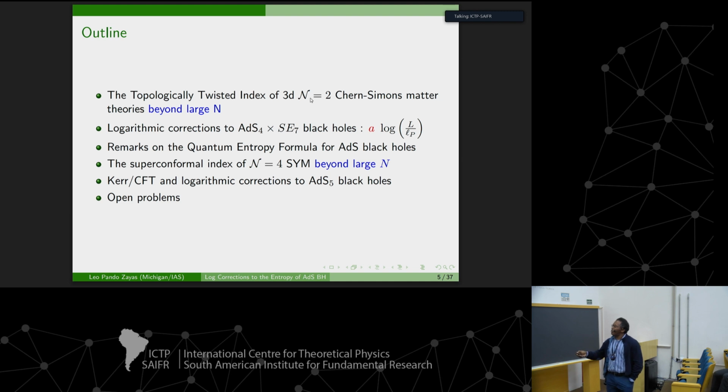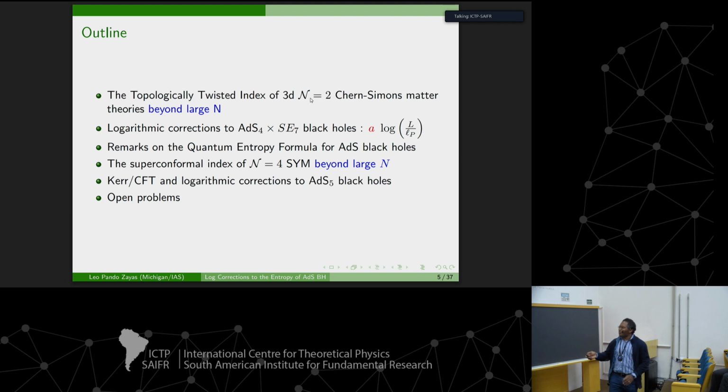The second part will be the computation in gravity, but I will do it very generically for a large family of black holes. SE here is a Sasaki-Einstein 7-dimensional manifold. So all these things live in 11-dimensional supergravity. And then I will emphasize what we are learning, because of course you do a computation to learn something. So I will tell you some of the lessons that we draw from this computation.